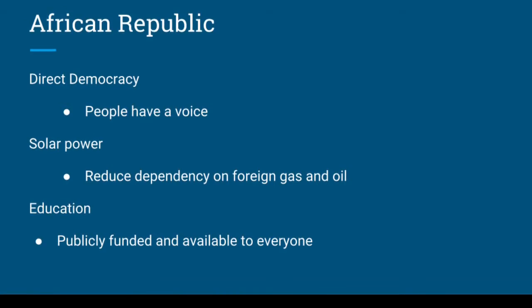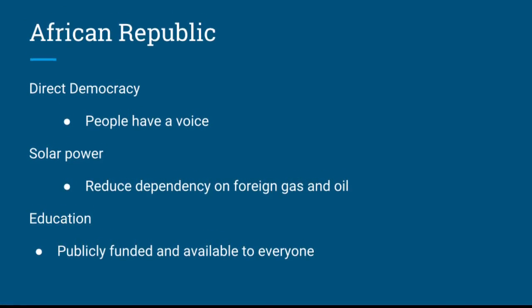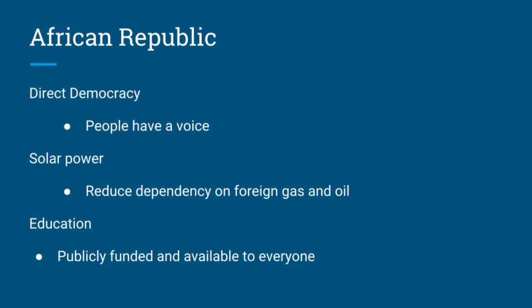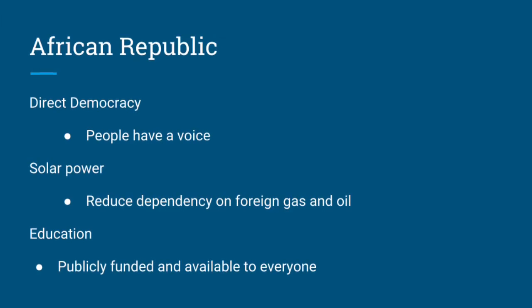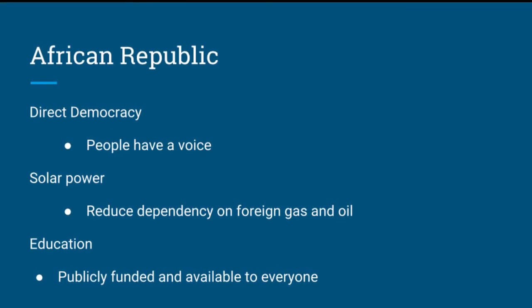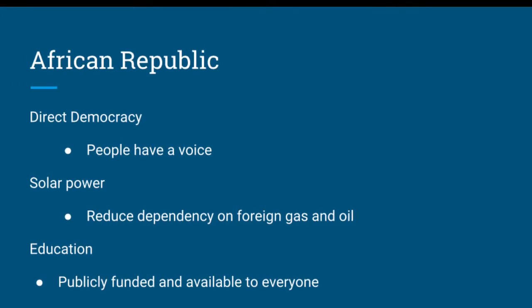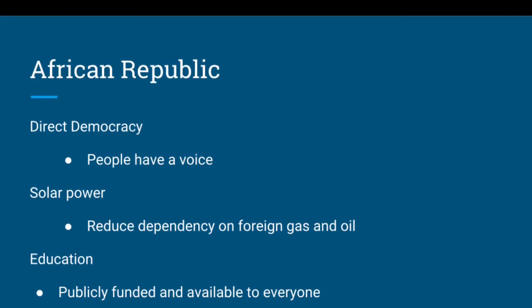To recap, the key points of the African Republic are, first, that it is a direct democracy, so people know that they have a voice and that if they don't like things about the government, then they can elect new leaders. The second key point is that we have a solar power plan, which would reduce the dependency on foreign gas and oil. And the third key point is that education is publicly funded and will be available and will benefit everyone.